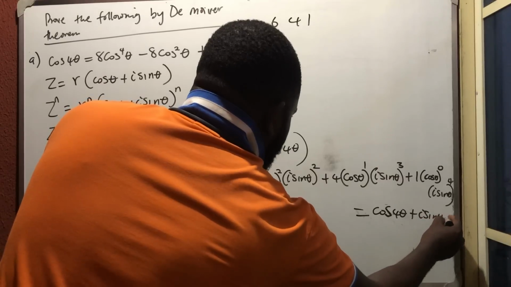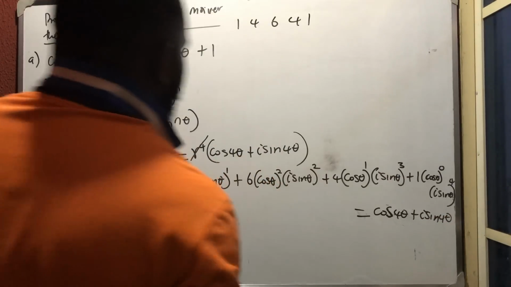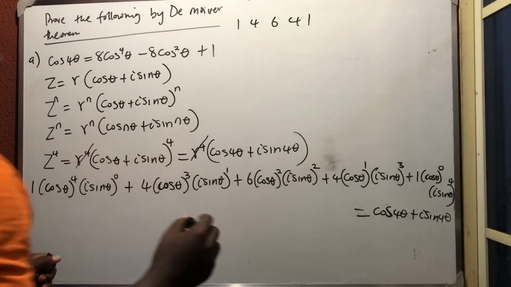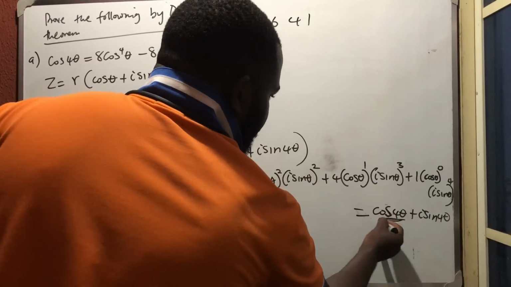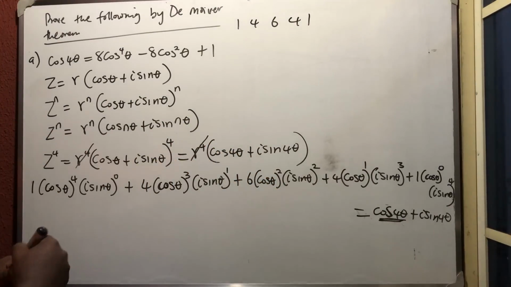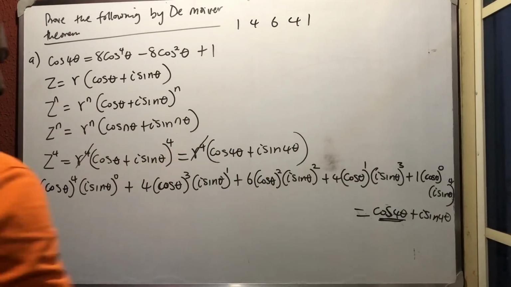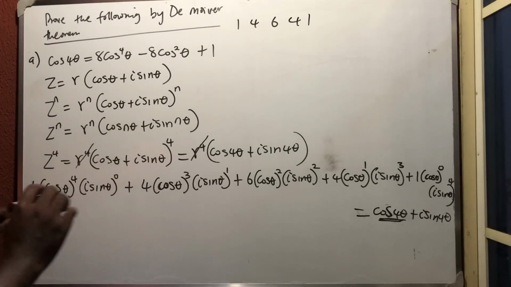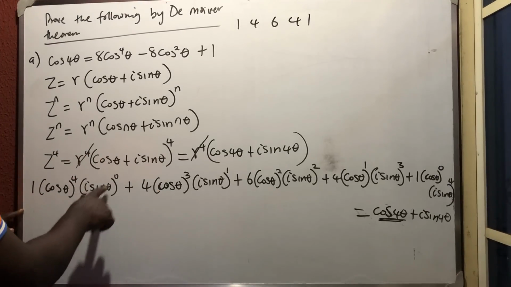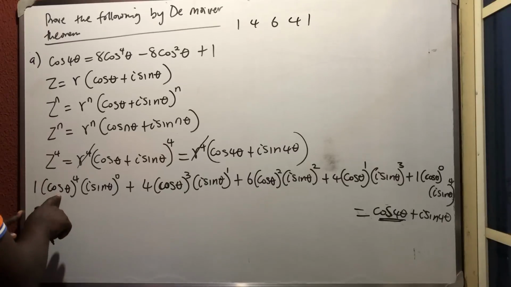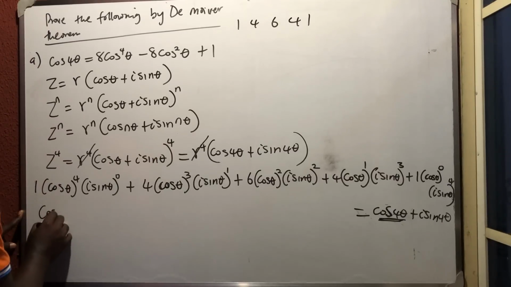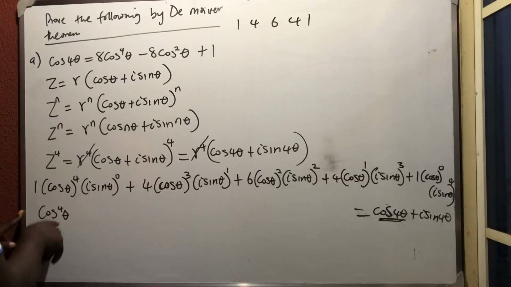i sine 4 theta. So now if you look at where we are interested in, we are interested in the real part. This is the real part. We are not interested in the imaginary part. So anything that will give us imaginary, we are not interested in it. So let's go now. Imaginary here, i raised to power 0 is gone. So this one is the real part. So I'm bringing it out: cos 4 theta. You know that this thing and this thing are the same thing.